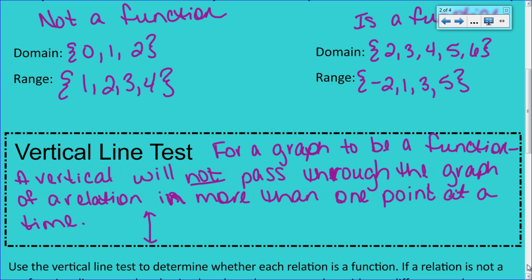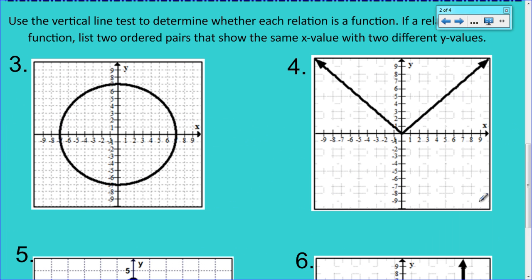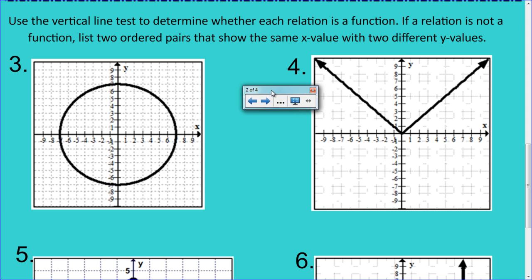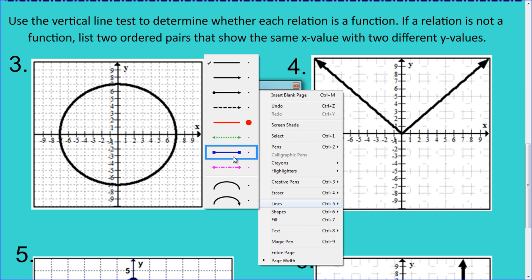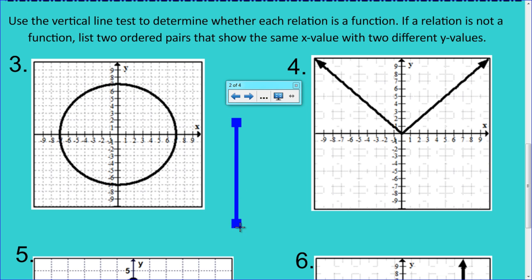So we're going to test to see if some graphs are graphs of functions. We're going to use the vertical line test to determine whether each of these relations is a function. If a relation is not a function, we're going to write out two ordered pairs that show the same x value with two different y values. So the first thing I'm going to do is pull up a line that we can use. There's my vertical line. It goes straight up and down. You can use a pencil. You can use the edge of a sheet of paper. Anything that you can lay onto your graph that goes vertical and straight up and down, and then you can do what I'm doing.